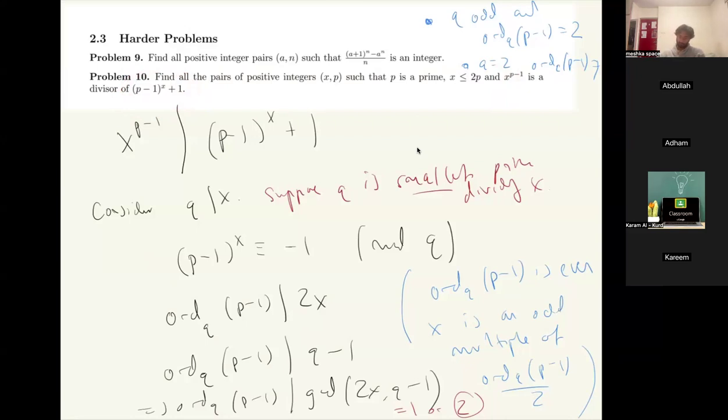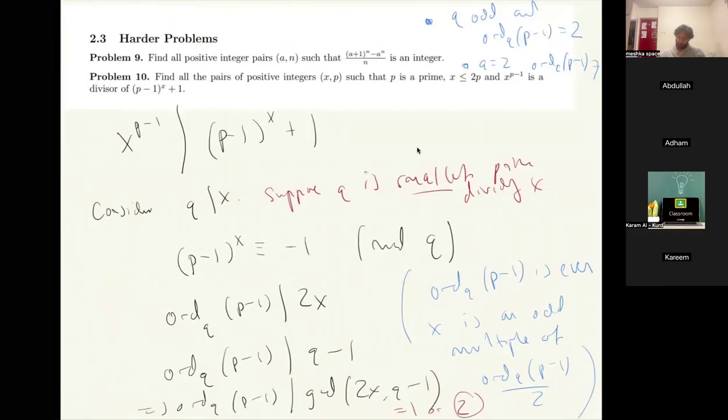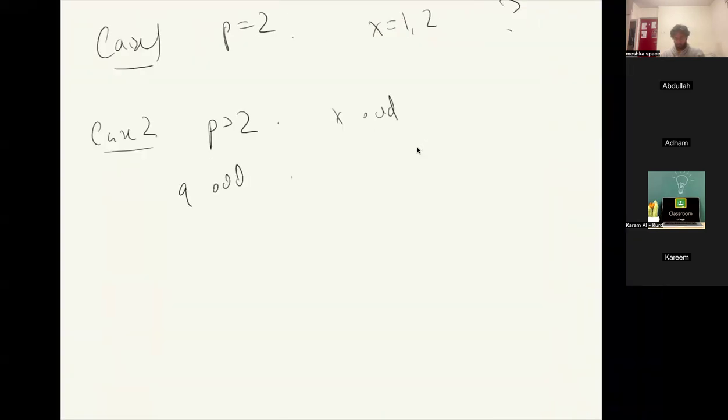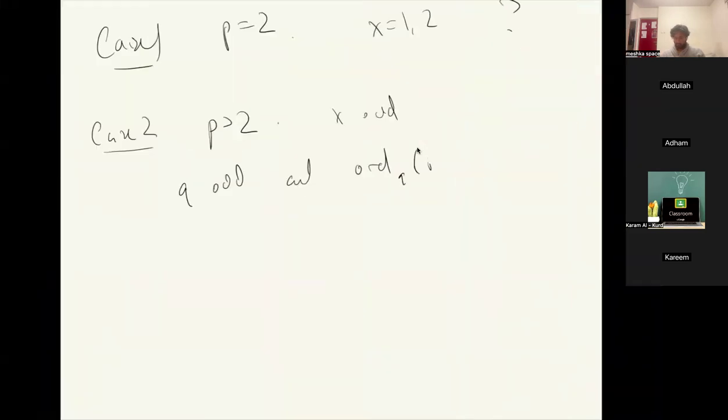Good, so let's write it down. Case 1 is p equals 2, and then I think x equals 1 or 2, something like this. That's not very interesting. The other case is p is more than 2. Then x is odd. So then we're in the first case, which means that q is odd, and the order mod q of p minus 1 is equal to 2.